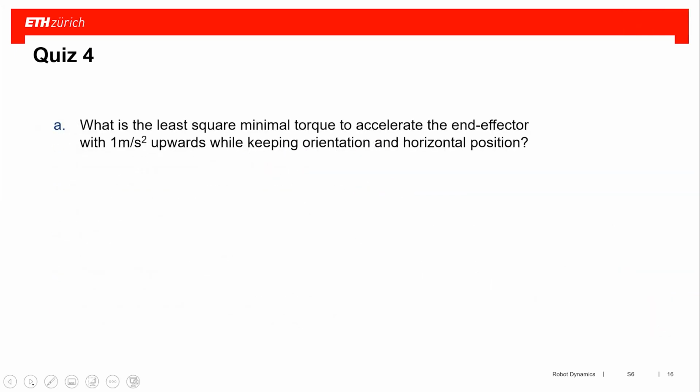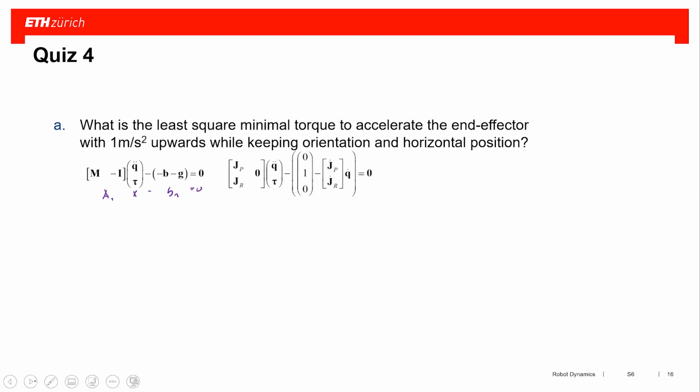So what is the solution to the first one? We write here the task, which is, first of all, the dynamics equations of motion. And we do this in joint space. So this is a linear equality where we have A times X minus B1 equal to 0. That must hold, right? The equations of motion have always to be satisfied. Now I have the second objective, which says accelerate the end effector with 1 meter per second upward.